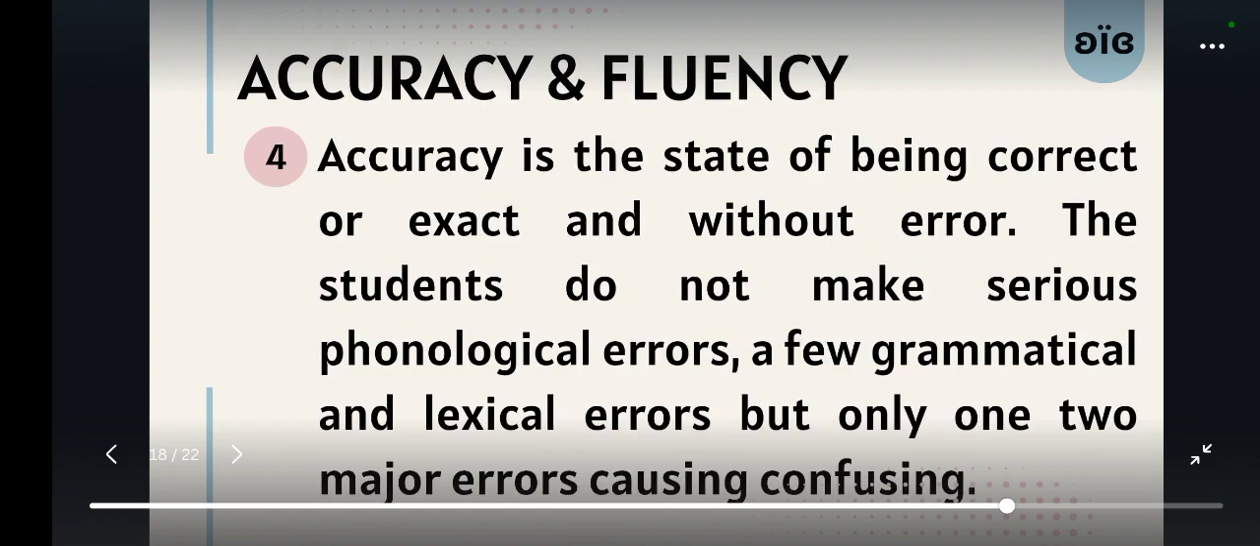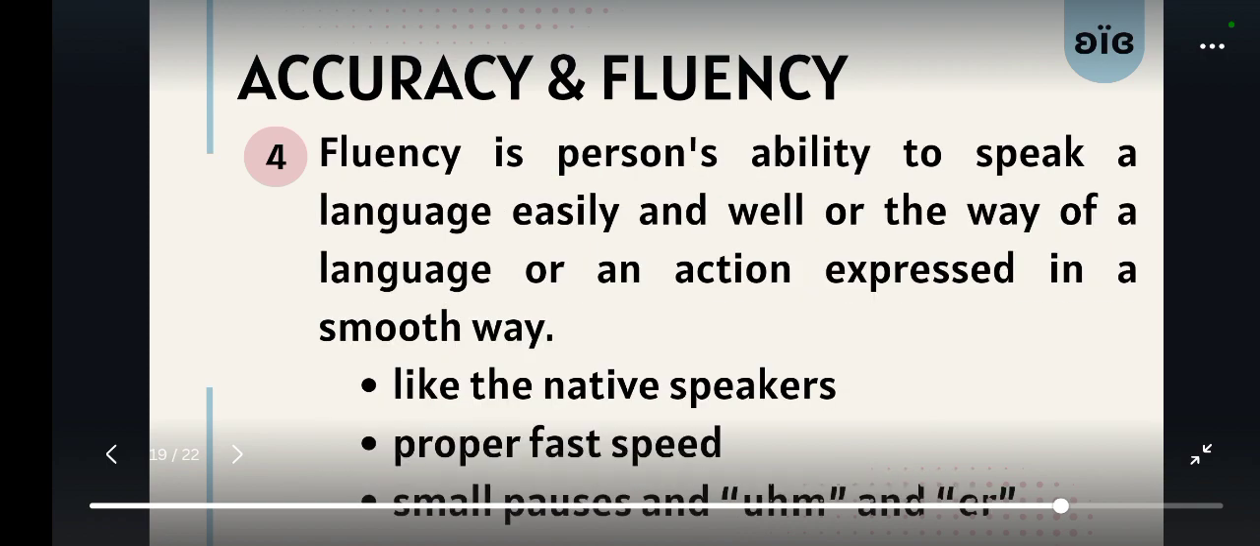So again, we have the pronunciation, we have the vocabulary, now we have the grammar, and fourth, we have the accuracy and fluency. So in teaching the speaking skills, accuracy and fluency is very important. Accuracy is a state of being correct or exact and without error. The students do not make serious phonological errors, a few grammatical and lexical errors, but only 1 or 2 major errors causing confusion. So, since we are talking about the teaching of speaking skills, it's very important that we are accurate with the words that we use.